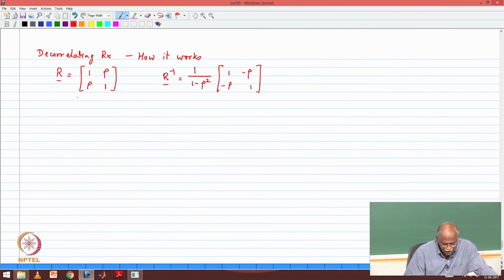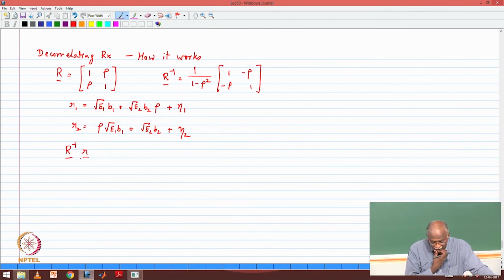And we know that R1, R2 are given by the following expressions: R1 is root E1 B1 plus root E2 B2 times rho plus eta 1. R2 is given by rho times root E1 B1 plus root E2 B2 plus eta 2. Now, see what you get when you do R inverse times R. You will find that the result is a very, very interesting one.